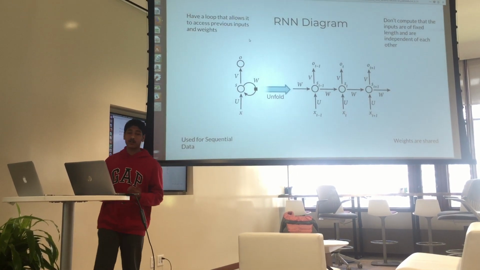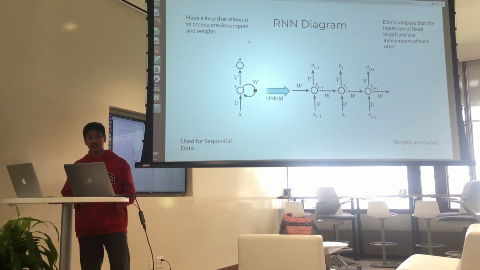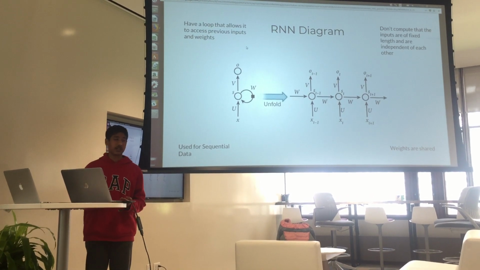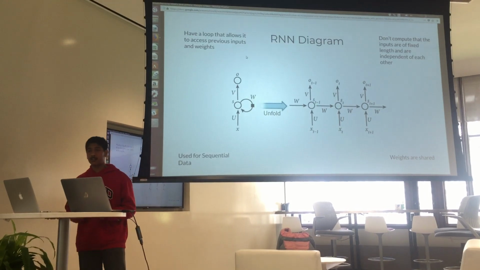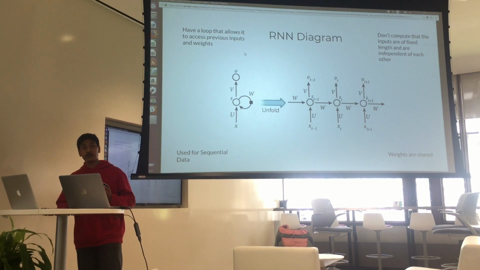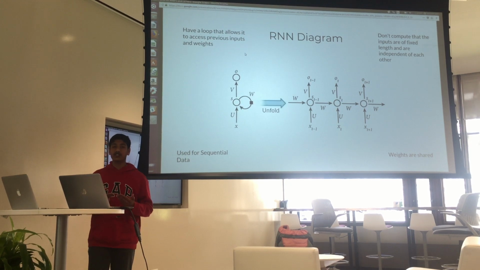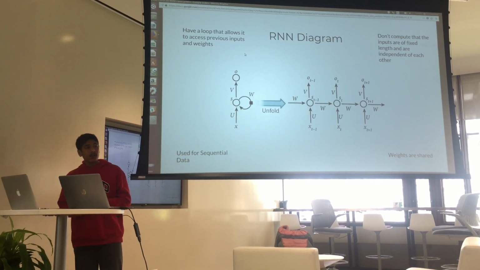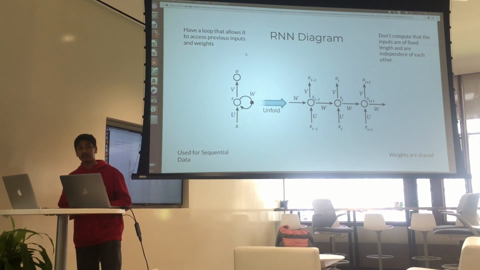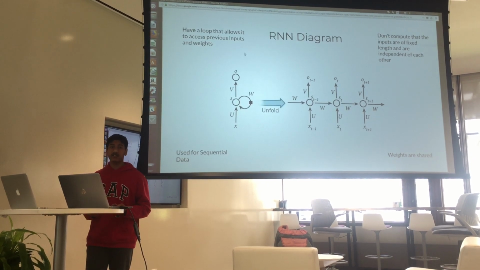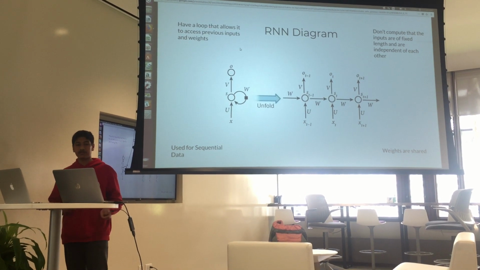So this is an image of a recurrent neural network unfolded into multiple perceptrons, one for each of the previous time steps. And as I already said, they're used for sequential data. The thing with recurrent neural networks is that their weights are shared. This adds a recurrence loop in the hidden layer, which allows it to access previous inputs, outputs and weights. Also, the recurrent neural network doesn't assume that the inputs are a fixed length and independent. Because, for example, if the inputs weren't independent of each other, the recurrent neural network would just completely crash.